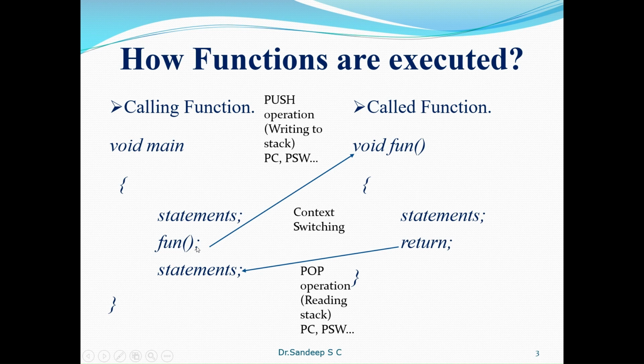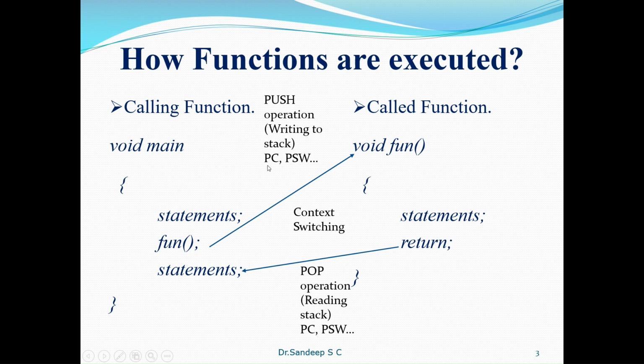Now when we call the function, the control goes to the called function, but we know that after execution of the called function, it should return back to the next statement after the function call. Now, how does the control know where to return? It should have some directions. So what it does is, just before going to the called function, it stores the status of the calling function. The status will include storage of the PC and PSW.